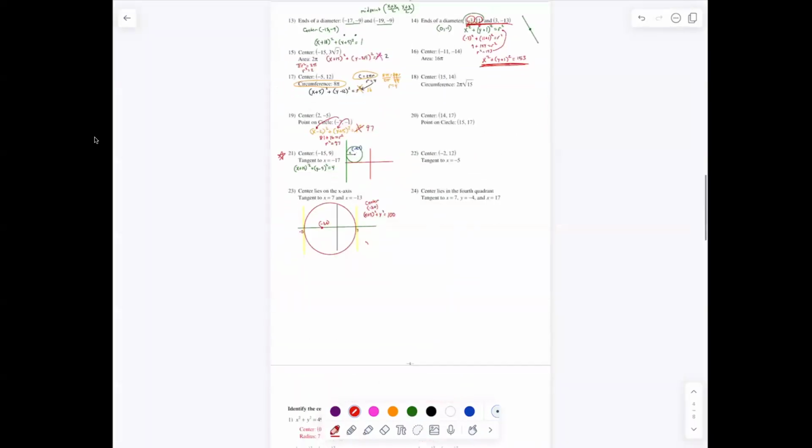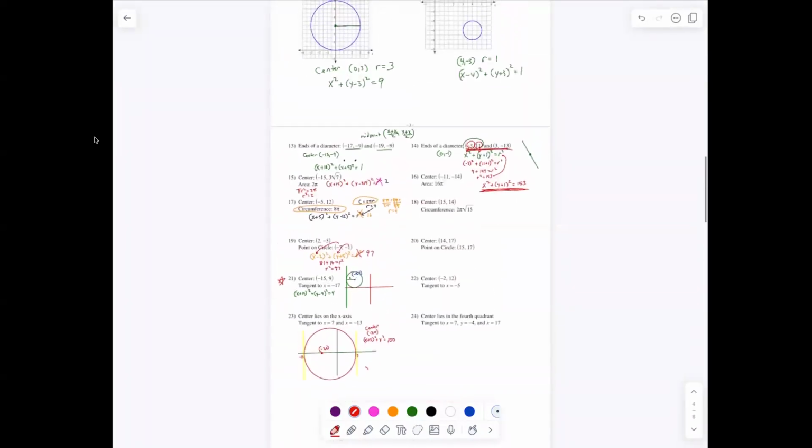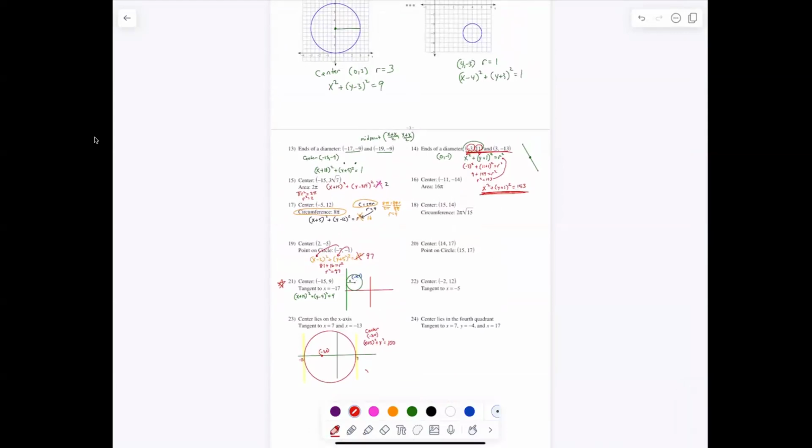All right, you guys are amazing. If you understand that, you are in outstanding shape. All right, I know that's a lot of information. It's all derived from a basic formula. X minus h squared plus y minus k squared equals r squared.